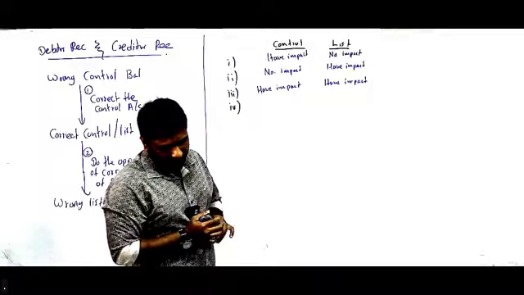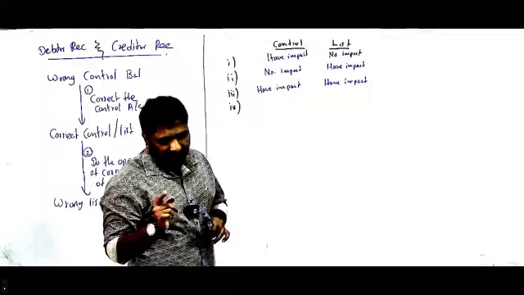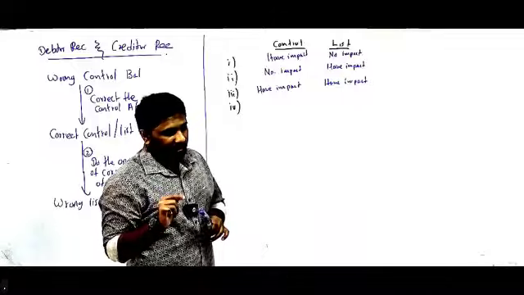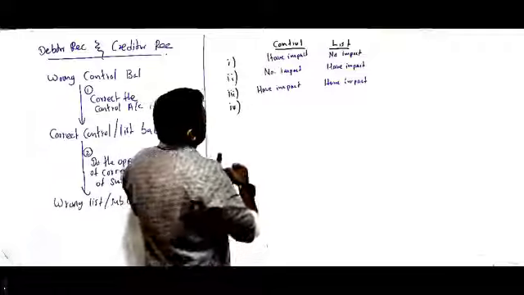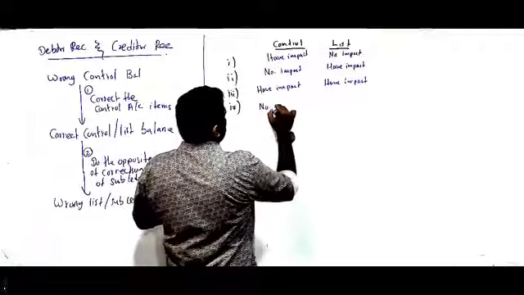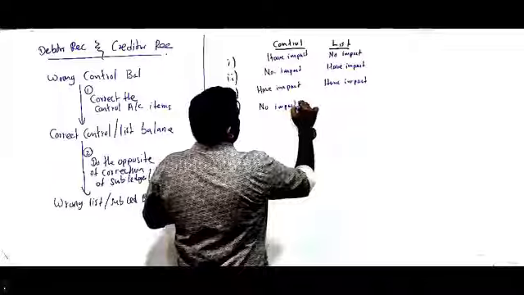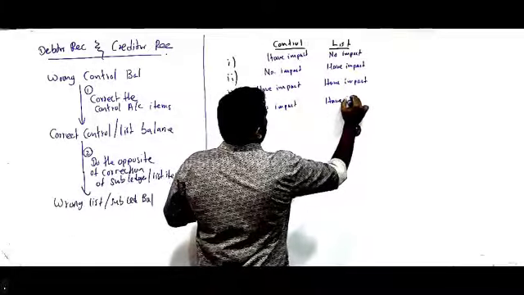Fourth one, read it. Discount allowed not recorded where? Debtor ledger. Debtor ledger means where? List. Then here no impact. Here have impact.